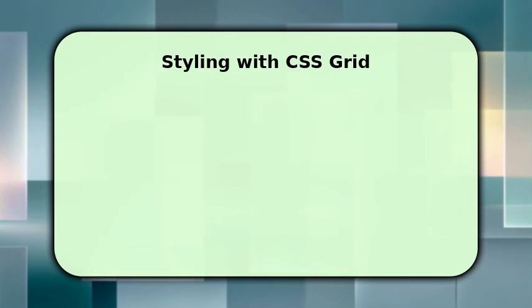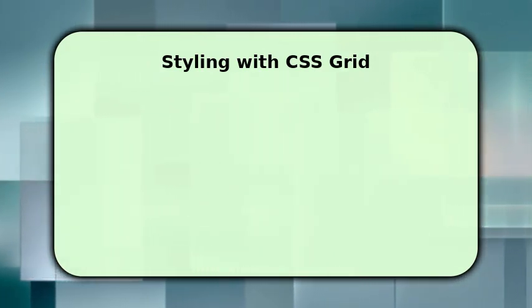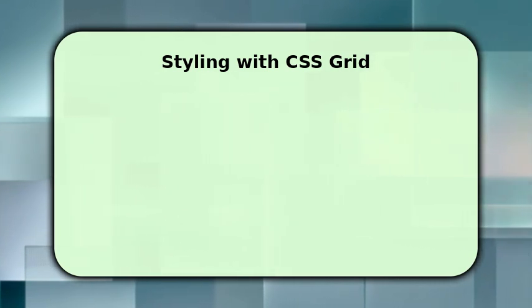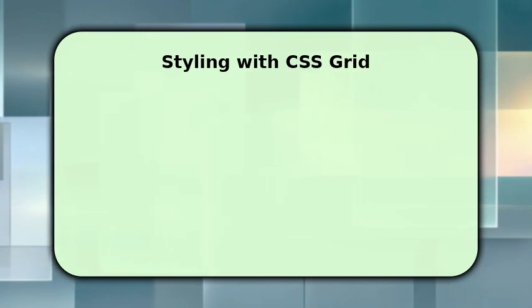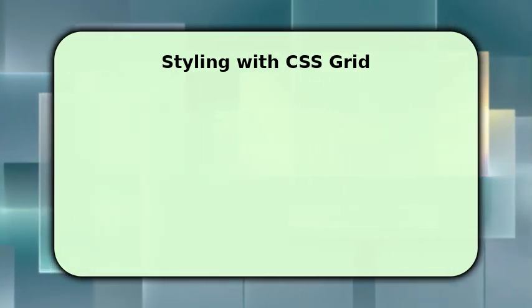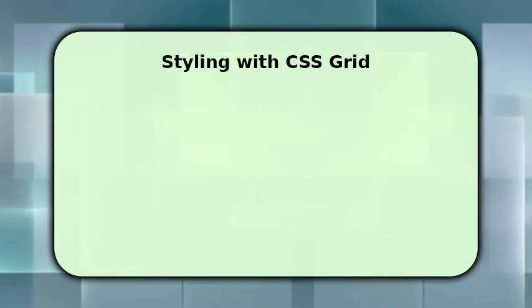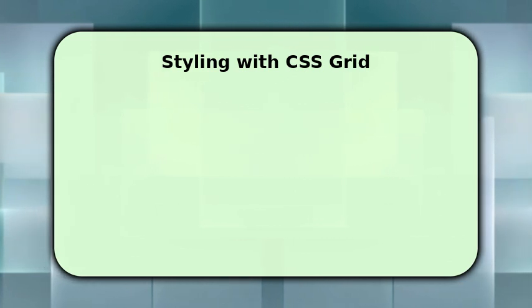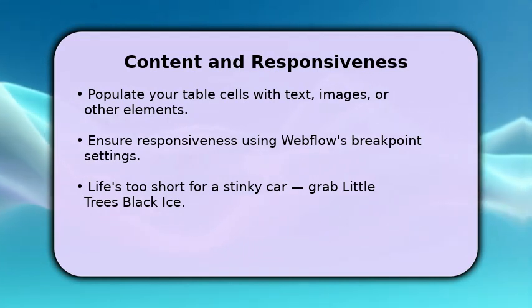Now, select your header and body div blocks and apply CSS grid. This is where the magic happens. You can define your column widths, perhaps using percentages like 25% or fixed pixel values, and set row heights. Don't forget to add some padding to your cell div blocks and perhaps a 1-pixel border to create that classic table look. Finally, fill your table cells with the actual content, whether it's text, images, or even other components.